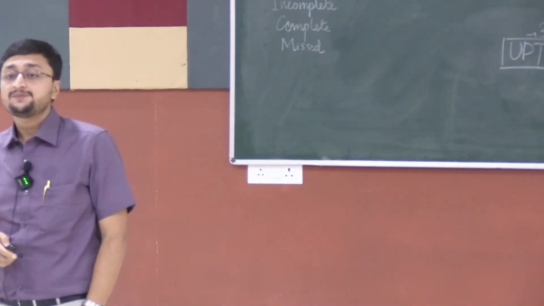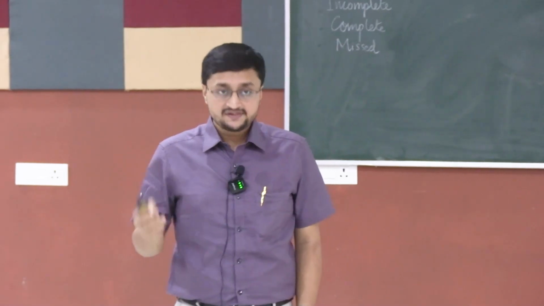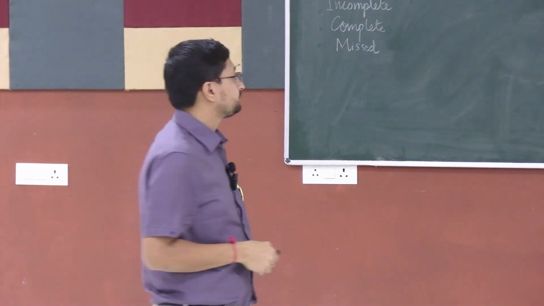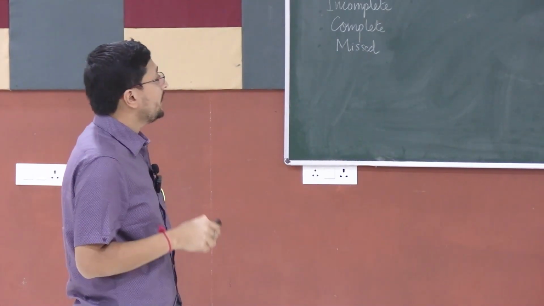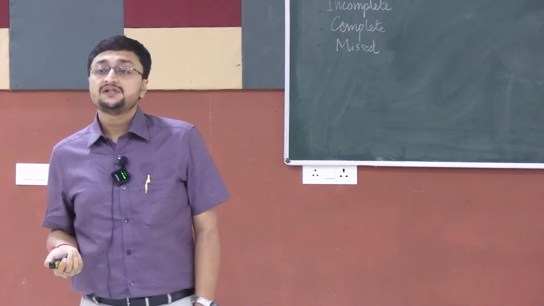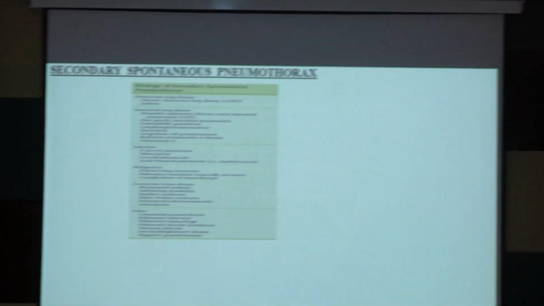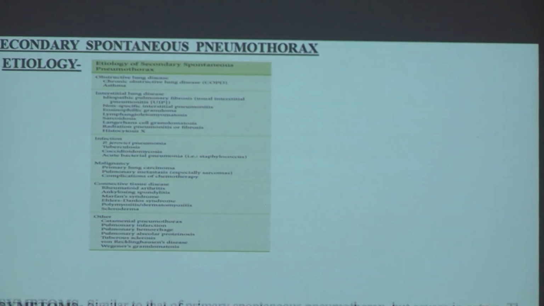Next, secondary spontaneous pneumothorax. So these are the etiologies of secondary spontaneous pneumothorax. Most common etiology is COPD or emphysematous lung field, and interstitial lung disease, other infections, cavitary pneumonia, tuberculosis, pneumocystis, and primary lung carcinoma. These are the causes of secondary spontaneous pneumothorax.